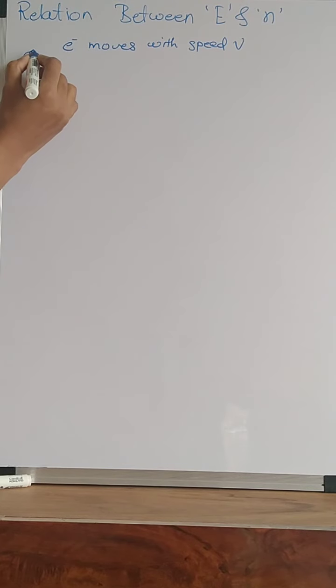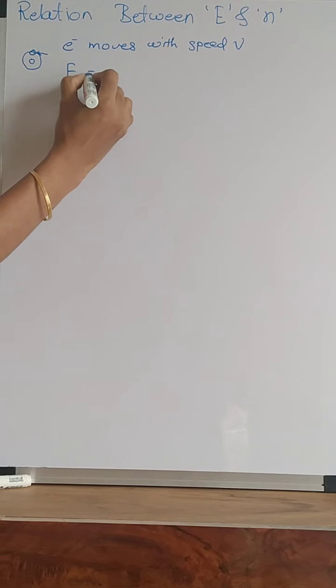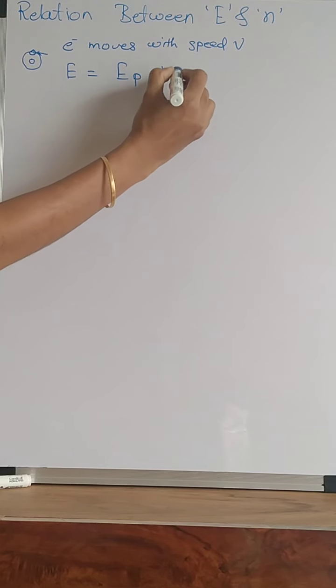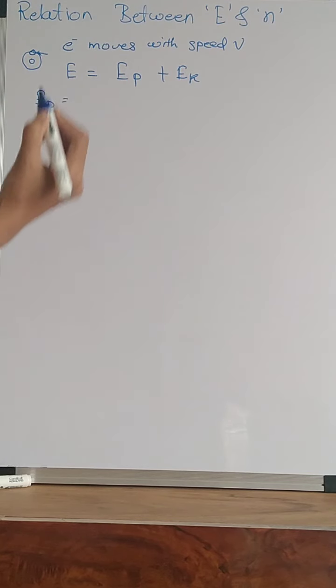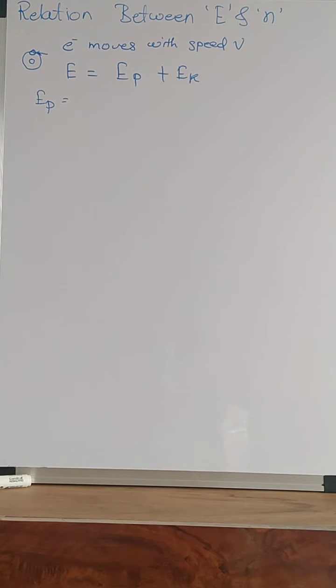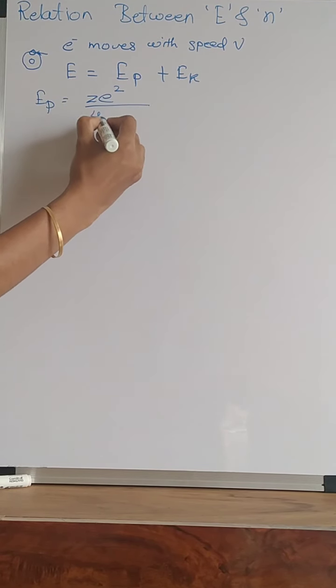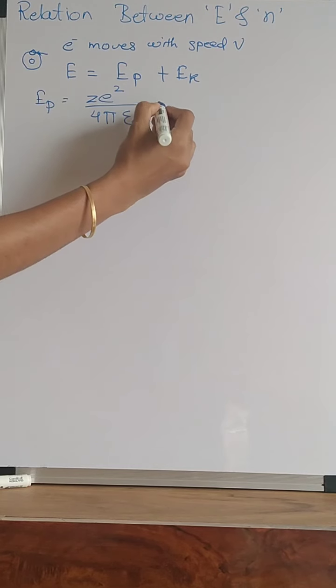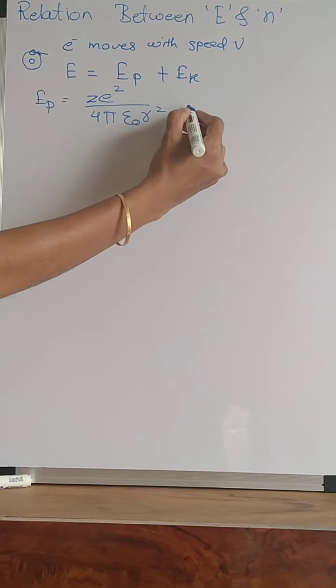Now, when the electron is moving, the total energy of that electron is nothing but potential energy plus kinetic energy. According to Bohr's first postulate, the potential energy is nothing but the electrostatic force of attraction between electron and the nucleus, and that is given by Z e square upon 4 pi epsilon naught r square. Correct?